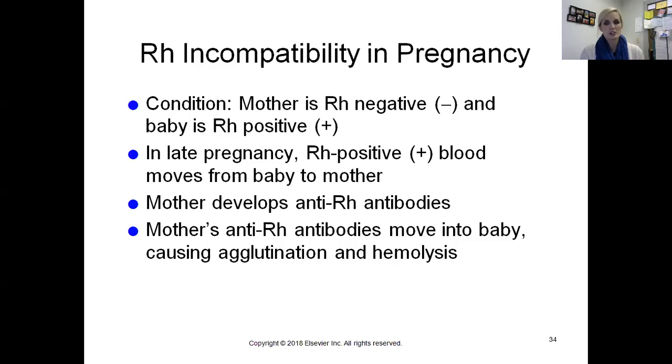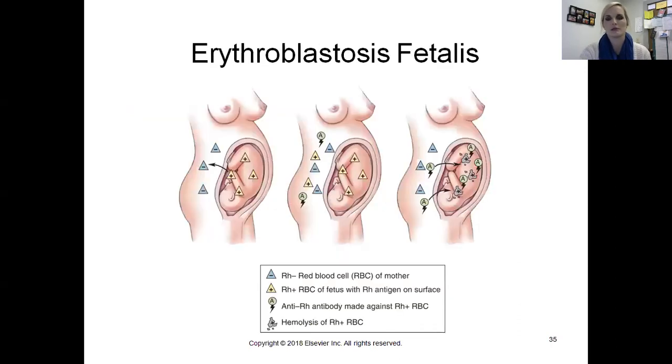So there are ways to prevent this. Some of you guys who have had children maybe recognize the RhoGAM shot, or there are shots that are given to women in that circumstance. For this reason, that we don't want this to happen, so it prevents that fighting off of that type positive blood.